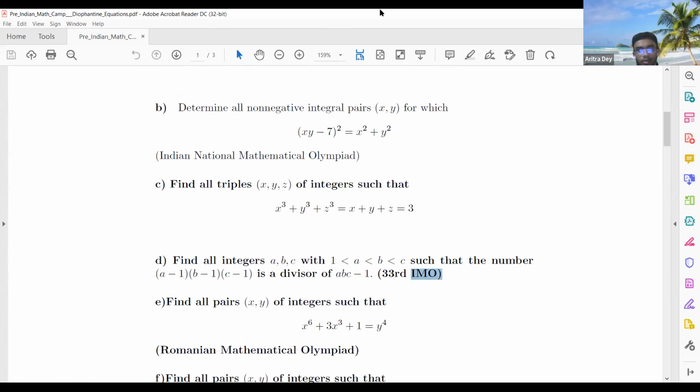Here we even have a problem from IMO. You can try this problem. I'm looking for the problem C. Okay, here it is given that x, y, z are integers such that x cube plus y cube plus z cube equal to x plus y plus z equal to 3. You need to find out.